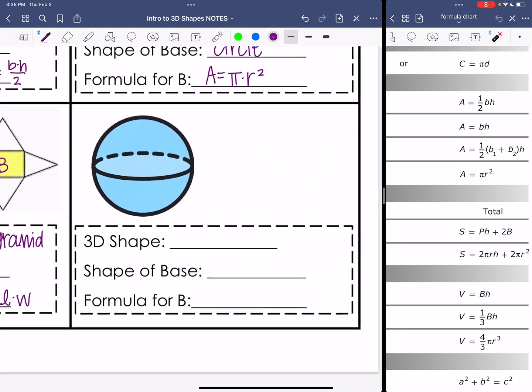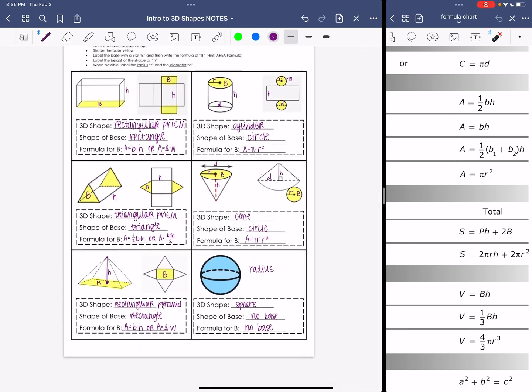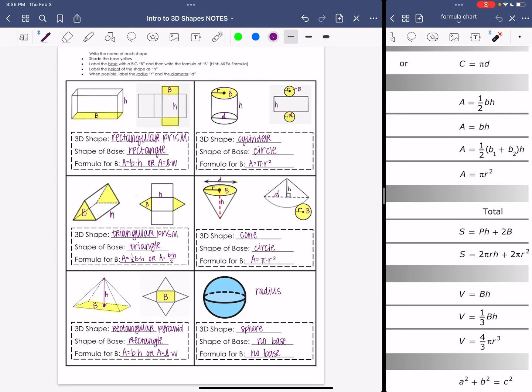Okay. Lastly, we want to talk about a sphere. So on a sphere, there is no base. So there is no formula for B. Really, the only thing that you need to know about a sphere is its radius. The radius is the only thing that will be important as we're finding volume for a sphere. And so that concludes 3D shapes.